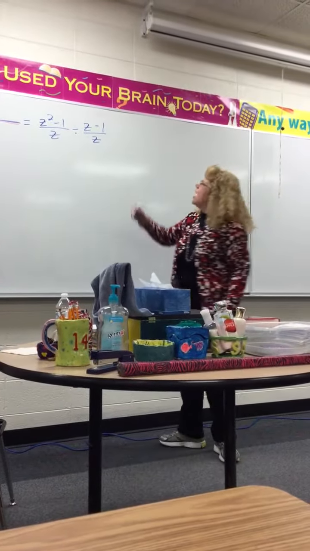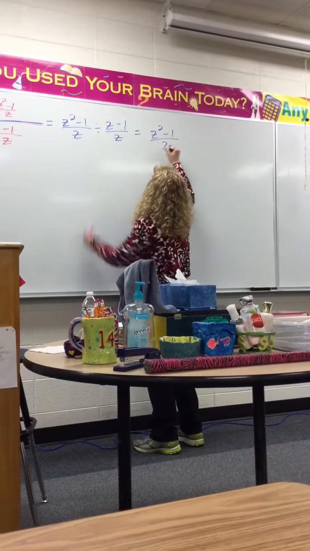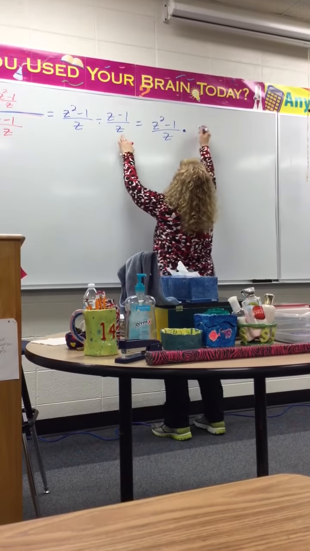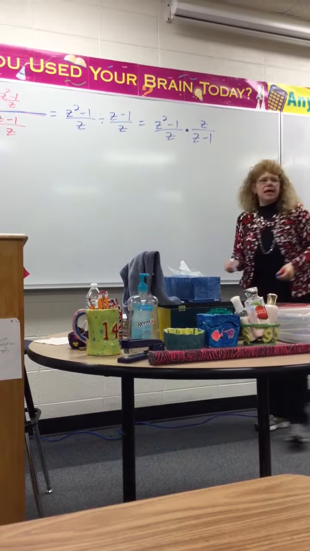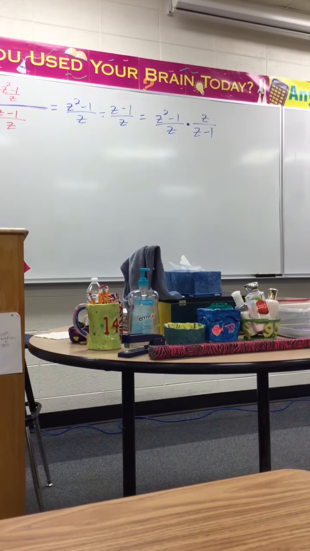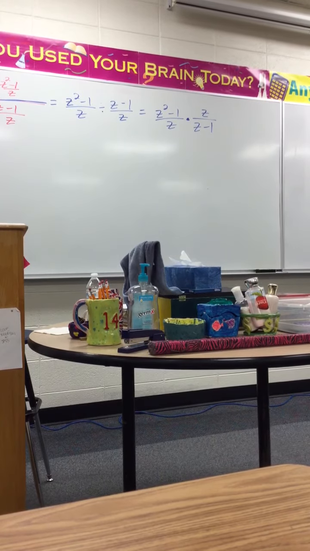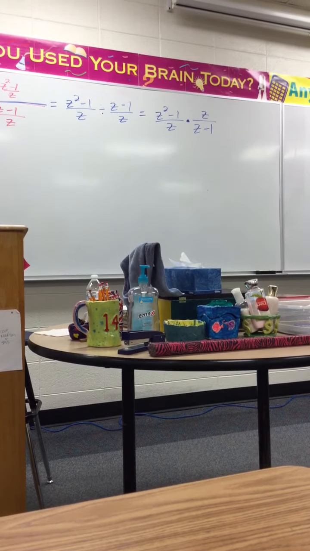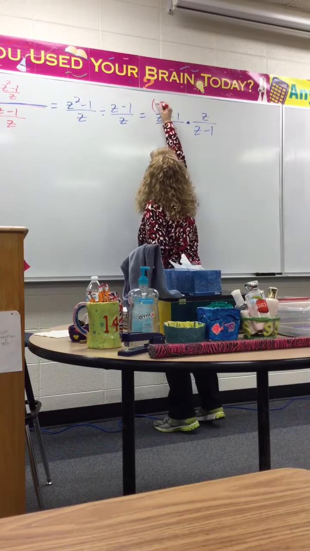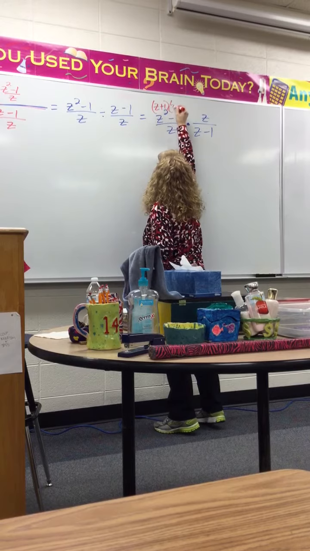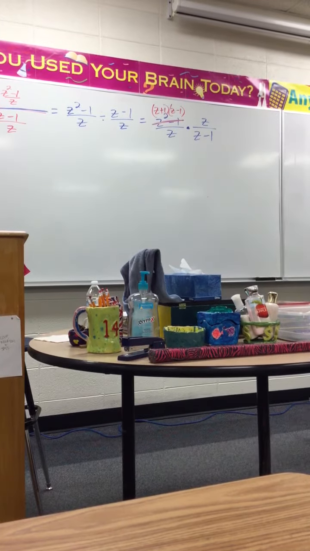How do you divide fractions? So you leave the first thing alone and you multiply by the reciprocal of the second. How would I do that? You've got a factor. Remember when I said, when we first started factoring, it's going to keep coming back? And here it is again. This factors, z plus 1, z minus 1.